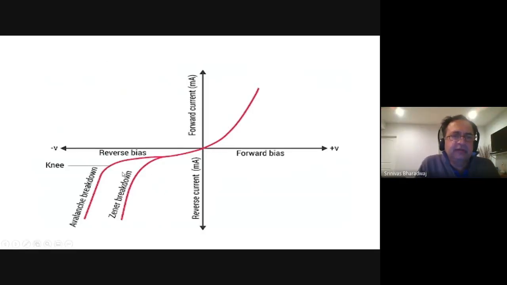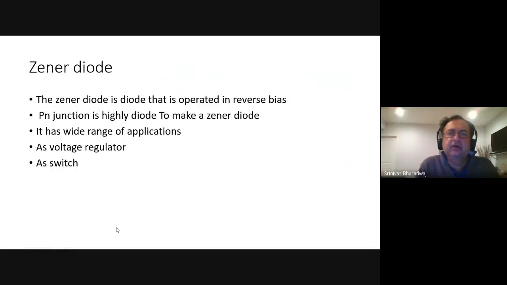So this is the knee of the avalanche breakdown. Beyond that knee, you have the Zener voltage, this is the Zener voltage, and then things break down. Now, the Zener diode is the diode that is operated in reverse bias. It is used primarily as a switch or as a voltage regulator. So now, what do you mean by a switch?